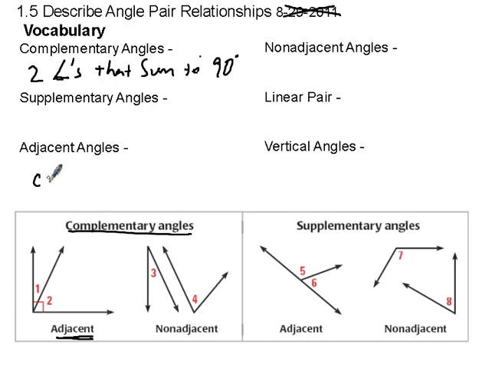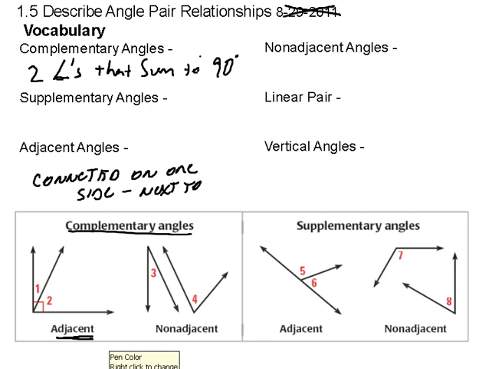That means connected on one side, or next to. So this is a set of complementary adjacent angles. There's angle 1 and angle 2. They're connected on that one side, so they're adjacent. These over here, angle 3, or the measure of angle 3 plus the measure of angle 4, also sum to 90 degrees. So they are complementary, but they are non-adjacent, which means they're not connected on one side. So there's a subtle difference there.